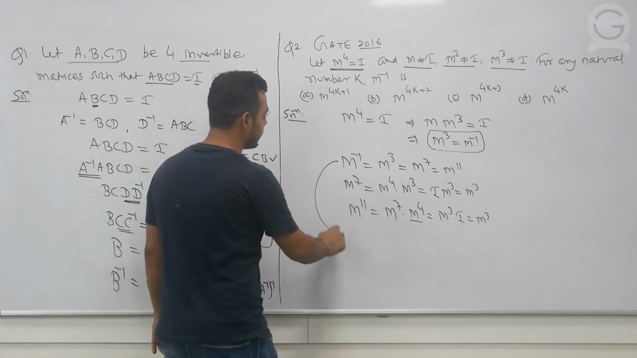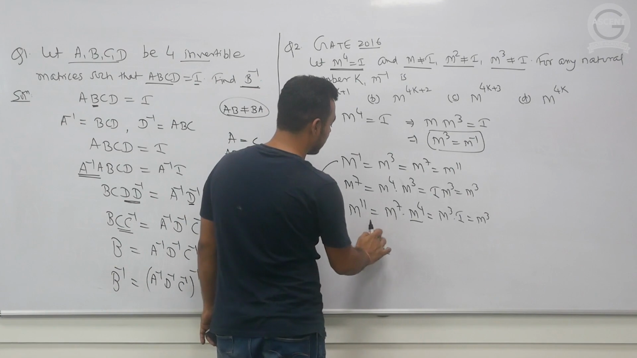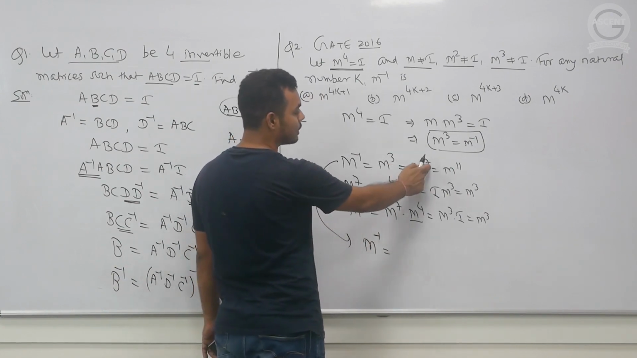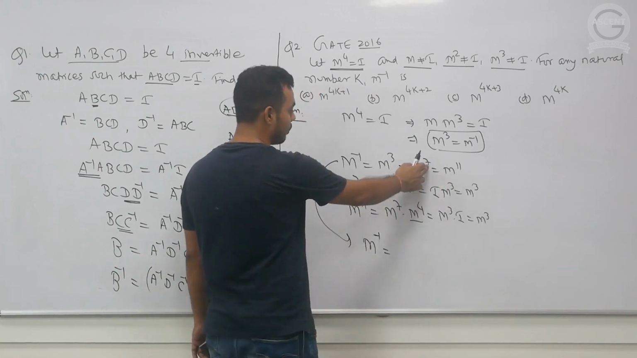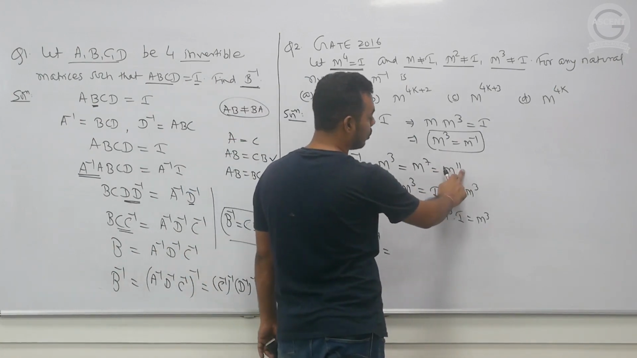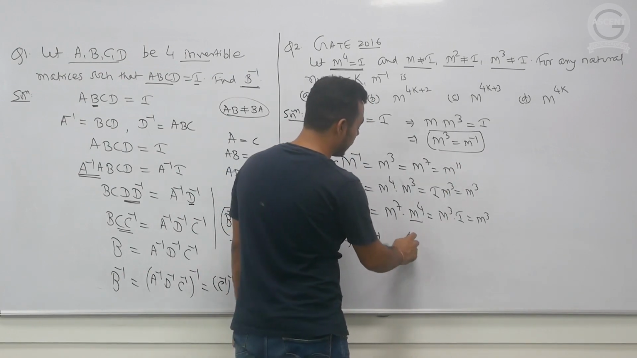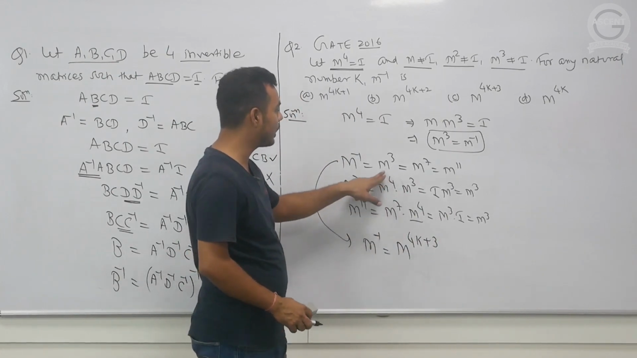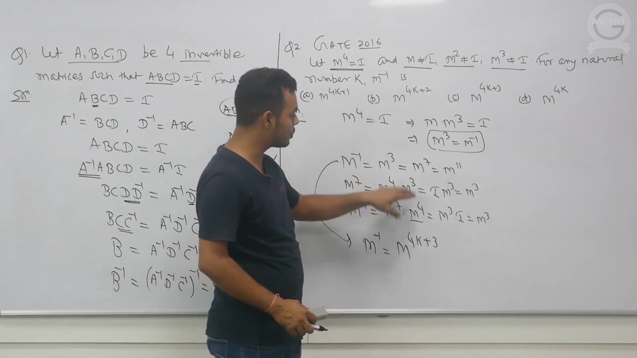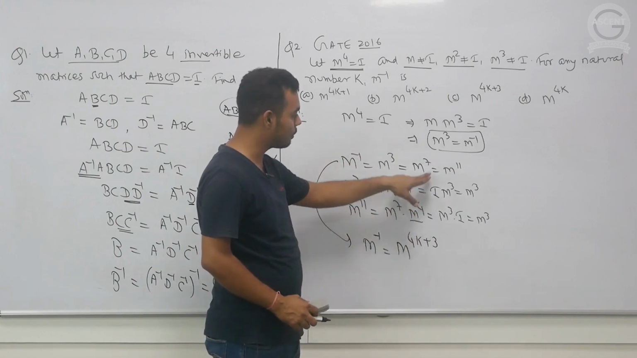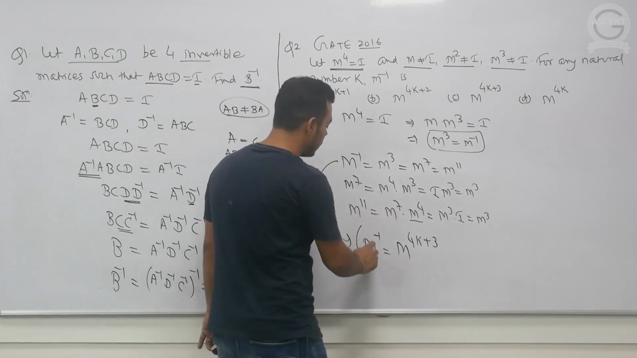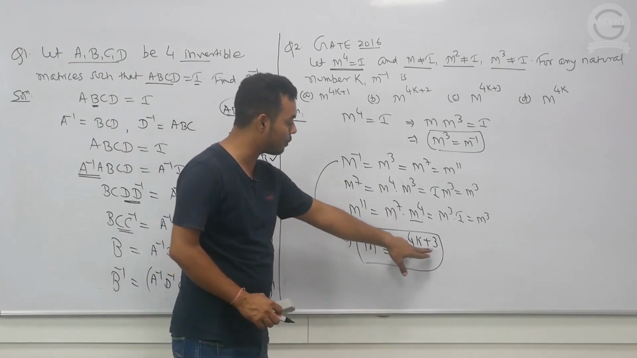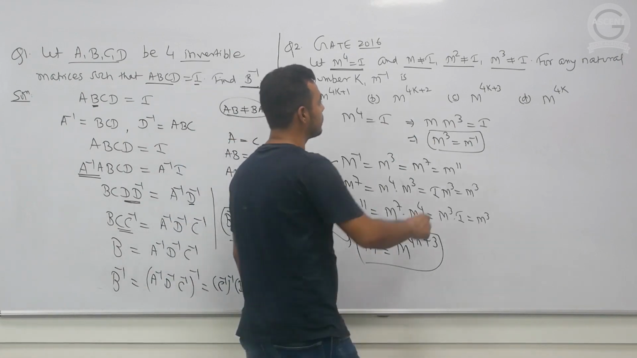So you can generalize this result. You can see that this is 4 into 0 plus 3, this is 4 into 1 plus 3, here you have 4 into 2 plus 3. So all these values you can write as M to the power 4k plus 3, and for different values of k you will get all these numbers. If you place k equals to 0, you will get M cube. If you place k equals to 1, you will get M to the power 7 and so on. So this will be the general formula for the inverse of the matrix. M inverse is M to the power 4k plus 3. So the correct answer is option C.